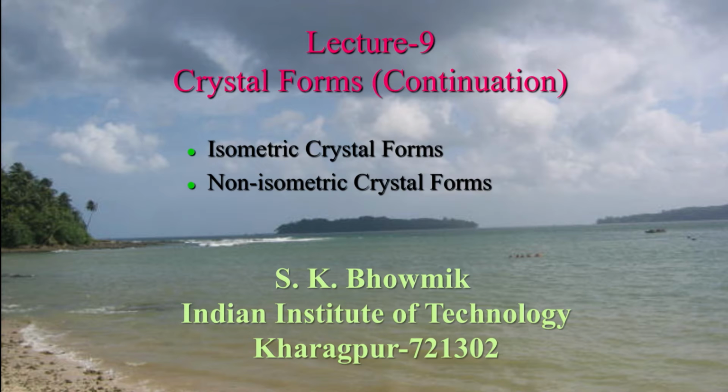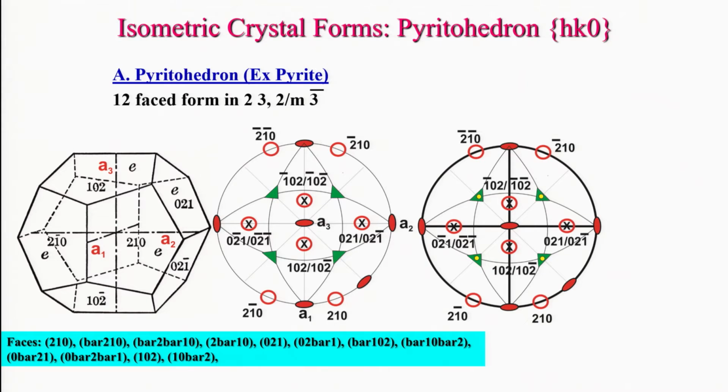So, essentially the crystal systems belonging to triclinic, monoclinic, orthorhombic, tetragonal, trigonal and hexagonal. Okay, so let us have a look at the next isometric crystal form, and the form symbol here is HK0, where H is not equal to K. Let us discuss this crystal form in terms of a representative crystal face, which is 210 here.